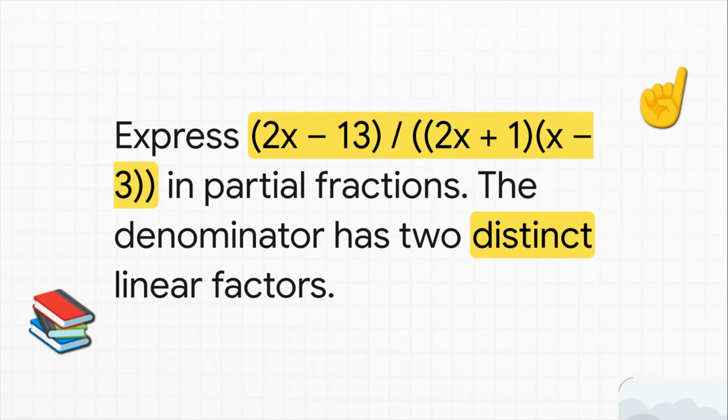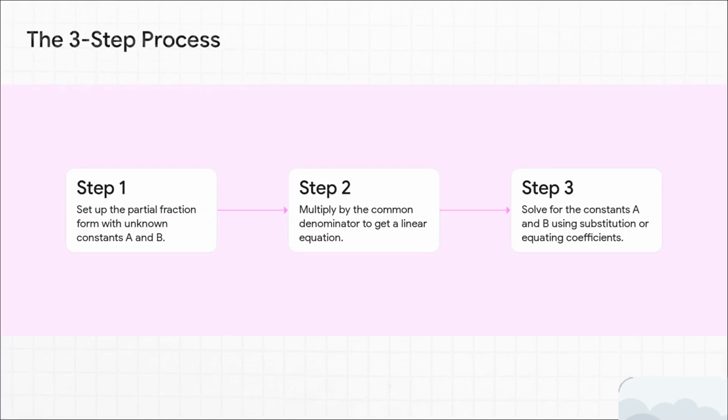First things first, you've always got to look at that denominator. We see two factors, 2x plus 1 and x minus 3. They're linear and they're distinct. They're not the same. That's our signal that we're in case 1 territory. Now, no matter how tricky these problems look, the game plan is always the same. Just 3 steps. First, we write down what the answer should look like using some unknown constants we'll call A and B. Second, we do a key algebraic move to get rid of the fractions. And third, we solve for those mystery constants.